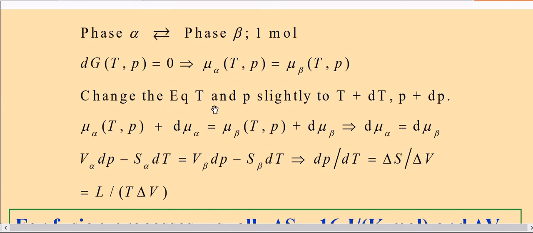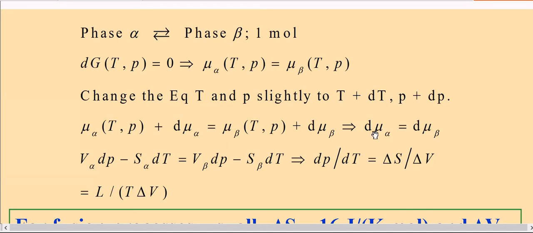Now change the equilibrium temperature and pressure slightly to P plus dP, T plus dT. Then you have mu alpha at T, P plus d mu alpha. For this slight change, you have a slight change in the chemical potential also. This is mu beta at T, P plus a slight change d mu beta. So this gives you that d mu alpha is d mu beta.